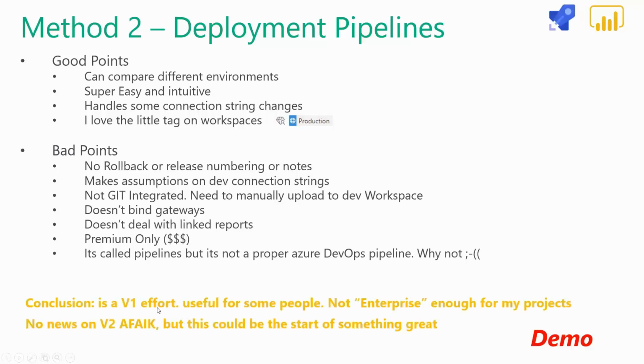But on the whole, it was a V1 effort, and I wouldn't call it enterprise enough for the no rollback, release, Git integration, and the full functionality of Azure Pipeline. But good enough for a lot of projects? Yeah, absolutely. And we're planning on using this on some projects now. Obviously, it'd be interesting to see what the next version brings. I'm hoping they get some of those things. So if you're on premium, it's worth a look, for absolutely certain.